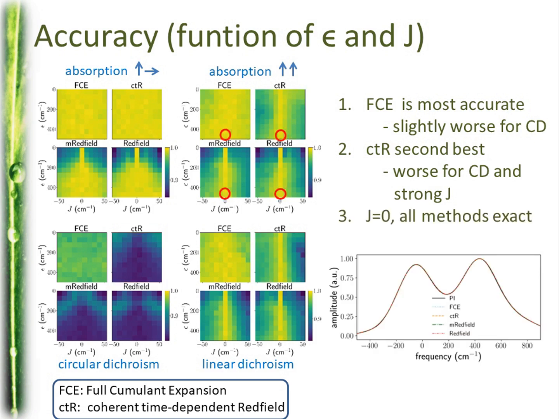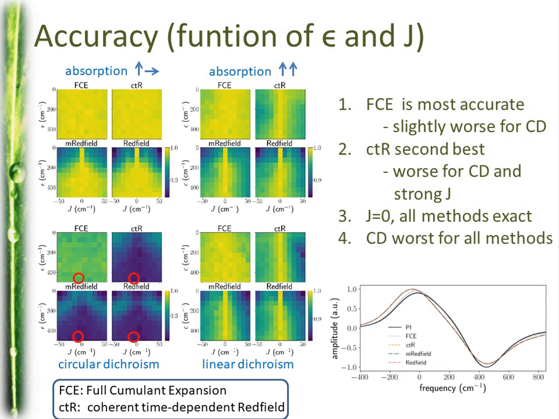Thirdly, when the coupling is 0, all of the approximate methods are exact, and the spectra therefore correspond perfectly. This means that cheap methods can be used to calculate spectra exactly for isolated pigments or pigments that are coupled very weakly. We also observe that circular dichroism spectra are least accurately calculated of all the spectra.